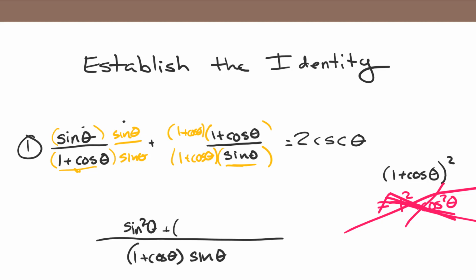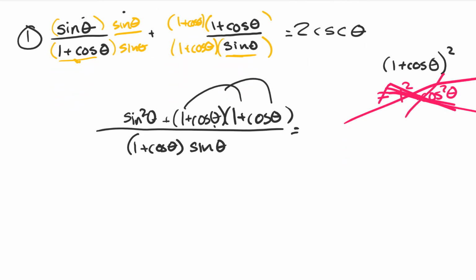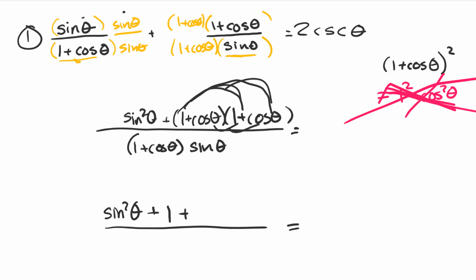So I'll write it up the long way. You FOIL: first, outer, inner, last, right? Remember that? You learned that. First, outer, inner, last. So now we keep rolling on through this thing. We end up with sine squared of theta. Now 1 times 1 is 1. 1 times cosine of theta is cosine of theta. Cosine of theta times 1 is cosine of theta, so we must have 2 of those cosine of thetas. And lastly, we get cosine times cosine, which is cosine squared of theta, all over 1 plus cosine of theta times sine of theta.